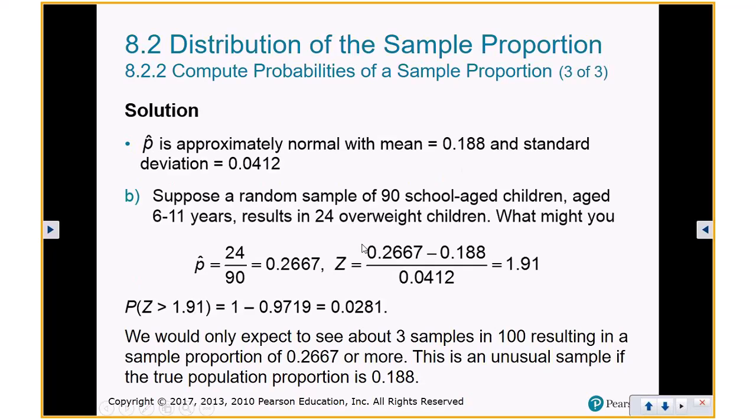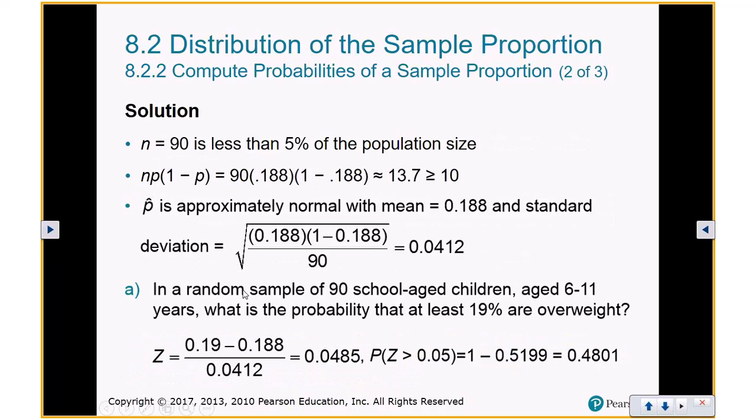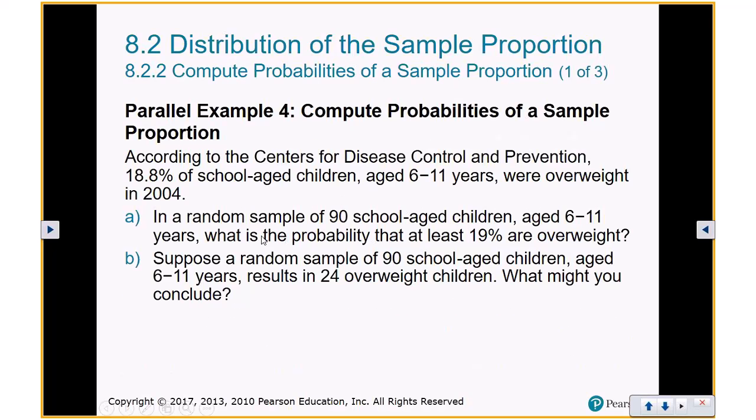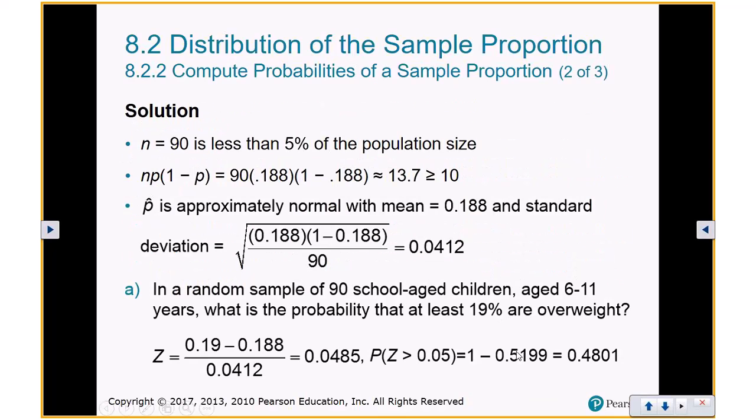Now, let's go back to the original question. There. Now, random sample. What is the probability that at least 19% are overweight? What's at least mean? That means your lowest number is equal to what? So that means to the right or left of 19? To the right. So let me go back. So that means to the right there, sorry. 0.0485. Now, is that more or less than 5%? That's right at 5%. 0.05, and that's what they're saying right there.